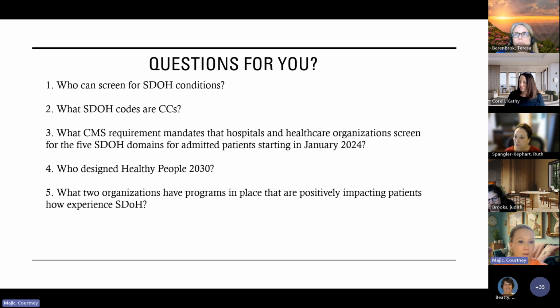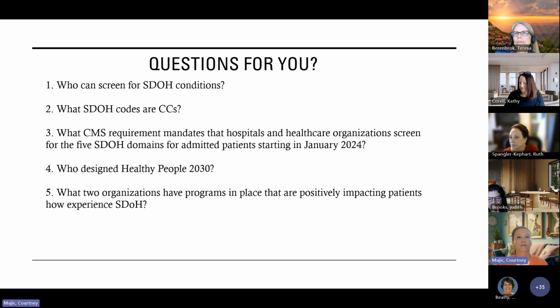Question number 4, who designed Healthy People 2030? All right, I'm going to give you the answer to this one. This is the U.S. Department of Health and Human Services, Office of Disease Prevention and Health Promotion.